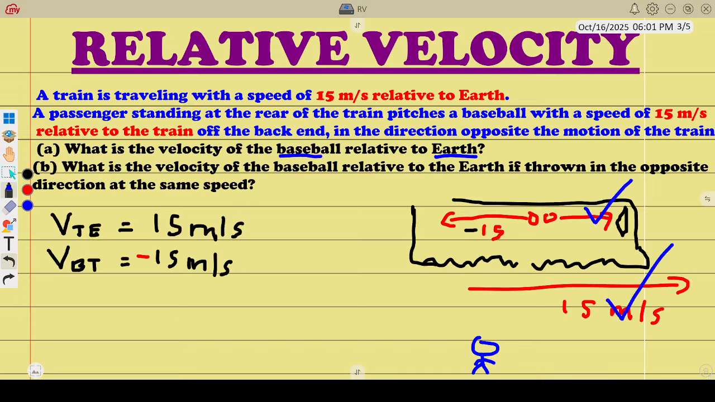So we just add. So the velocity of the ball observed by the person on the earth, meaning ground, for the train the velocity is 15 plus for the ball it is 15. In this case we are not going to use negative 15 because the ball is moving in the same direction. So the final answer is 30 meters per second.